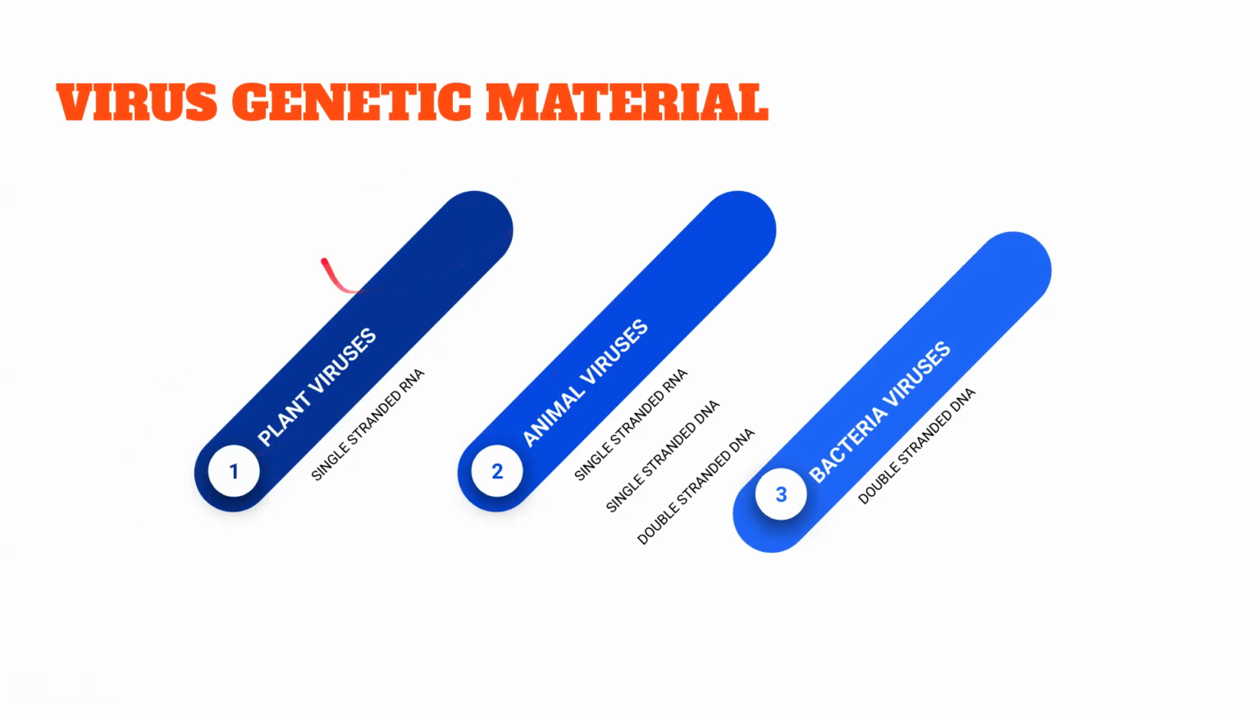Then you go to the other extreme. We take bacteria very seriously. We are scared of bacteria. So they get double stranded DNA viruses. So here you have single stranded RNA. This is like a gradient. At one extreme you have single stranded RNA, the simplest form, and at the most complex extreme you have double stranded DNA. And in the middle you have animal viruses. They can be single stranded RNA, single stranded DNA, and double stranded DNA. So animals get everything here. Viruses are more common in animals.